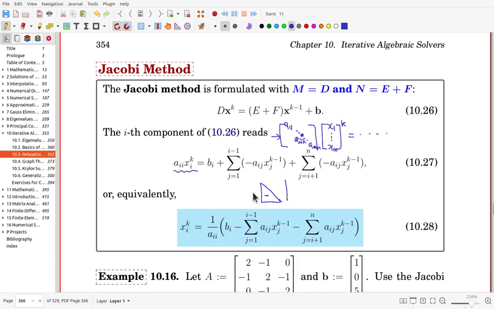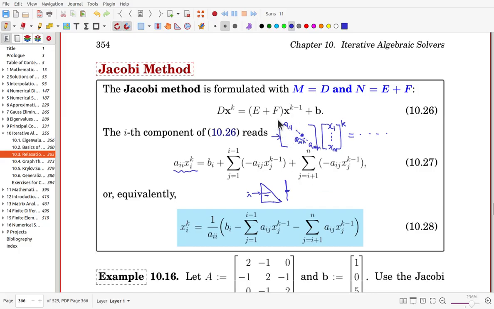Now consider the ith component here. Then the product will be from here to there, and from here to there. But this one is now j from 1 to i-1. Now 1 to i-1 dot product along with this negation. That's exactly from E x^(k-1).